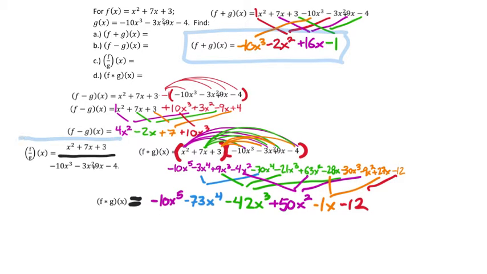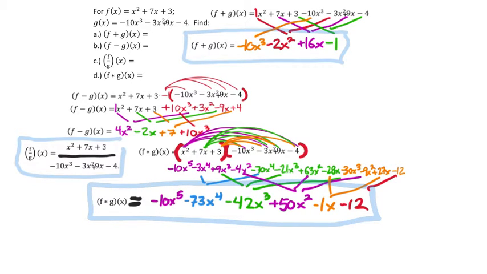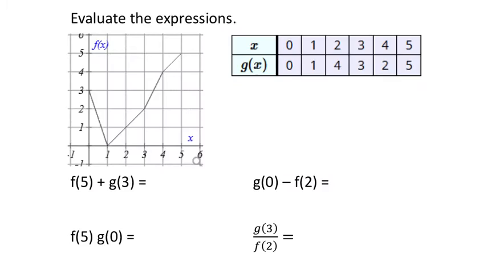This was f divided by g of x. I got that one. And then we also have f times g of x. And then we had f minus g of x here. So there's the 4 answers. And just to make sure we know, that's A, then B, then C, and D. So we found all 4 answers.